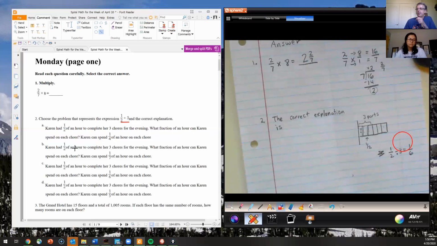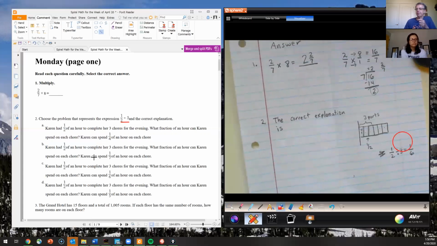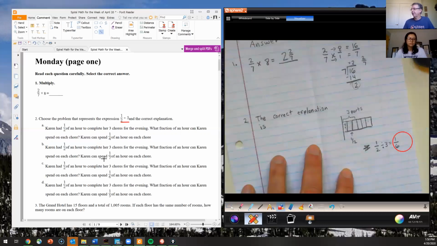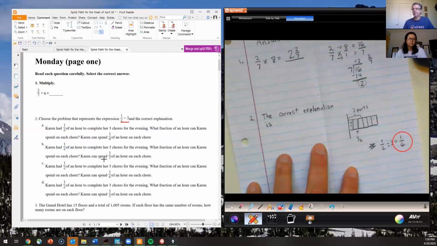Karen had half of an hour to complete her 3 chores for the evening. She has 3 chores, and there's half of an hour. What fraction of an hour can Karen spend on each chore? Karen spent 1/7 of an hour. That doesn't make any sense because, again, I know that 1/2 divided by 3 is going to equal 1/6. So B is not going to work. A is not going to work.